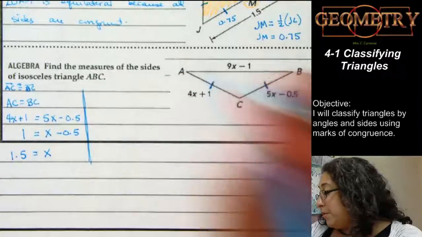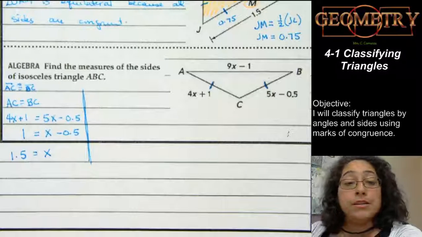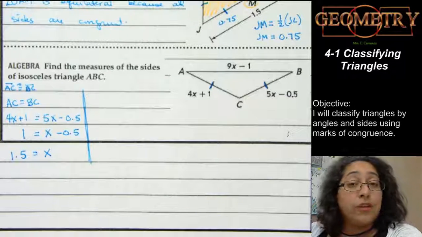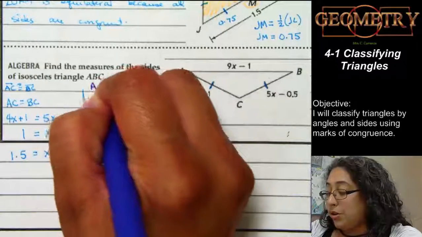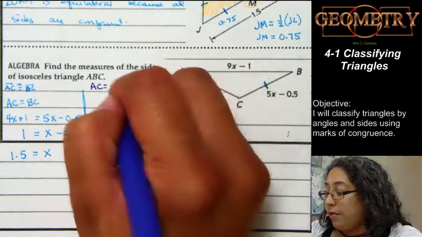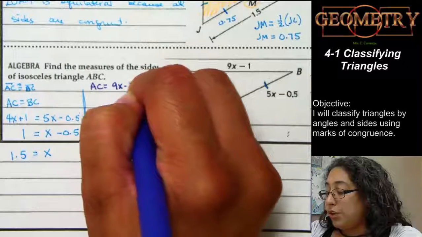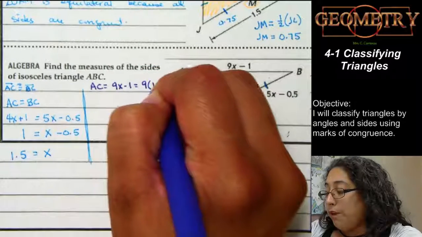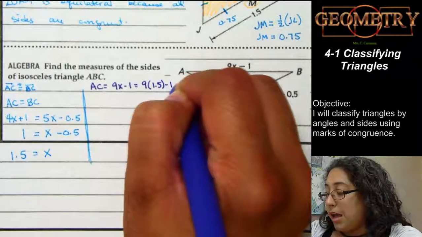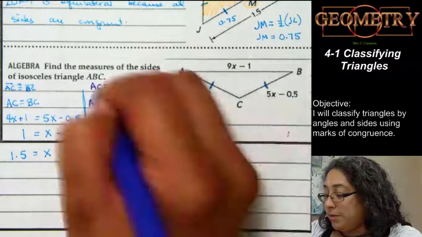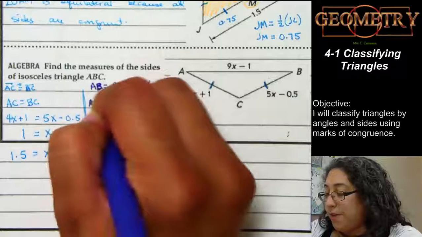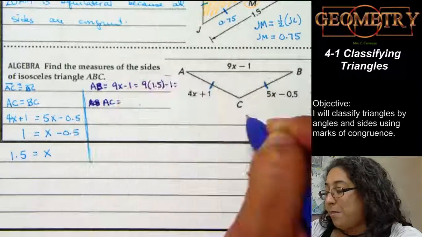I'm not quite done with this example, however, because the question didn't ask for the value of x, it asked for the measure of the sides. And so I must make sure that I finish off by completing some substitution here to figure out what the value of each side is. I'll let you, whoops, I put the wrong letter there. I'll let you go ahead and finish that up on your own.